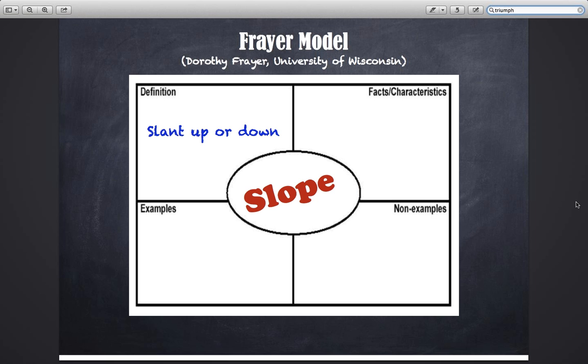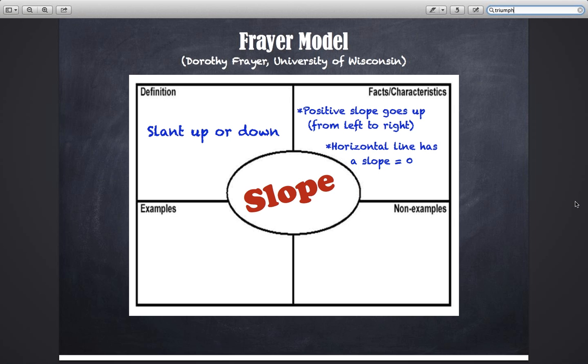On the top right-hand side, for example, here's one that a student of mine had for slope. They put slant up or down, good kid-friendly words, right? That's a good example there. And so top right, they've got facts or characteristics of slope. So a student might write something like a positive slope goes up from left to right, or a horizontal line has a slope of 0. There are so many different answers that somebody could put for facts or characteristics of slope.